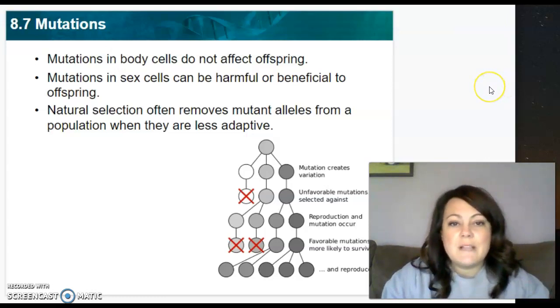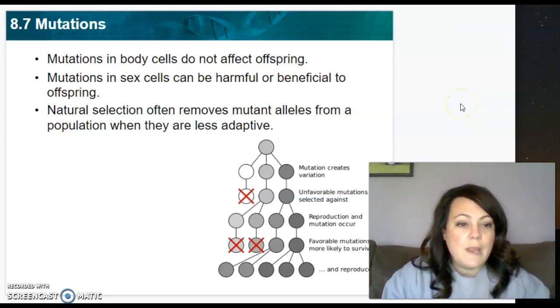Mutations that occur in body cells do not affect the offspring. Way back when, one of the famous scientists that we talked about was cutting tails off of mice, thinking that eventually, if he created enough tailless mice, their offspring would be tailless. Didn't work that way. It doesn't work that way. If something occurs to you in your lifetime, it's not going to physically occur in your offspring.